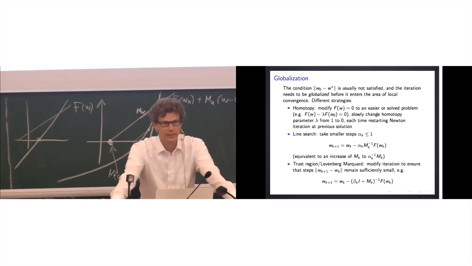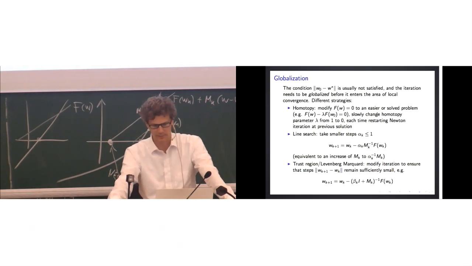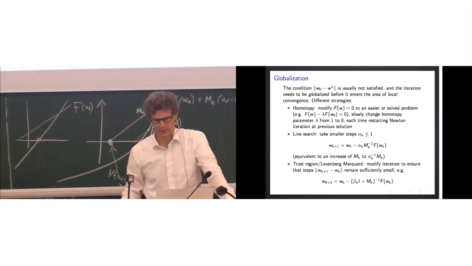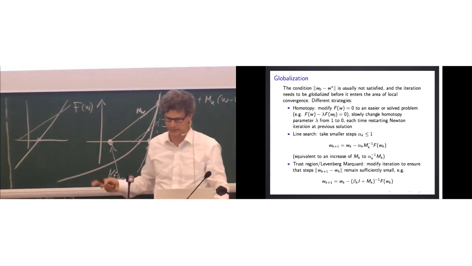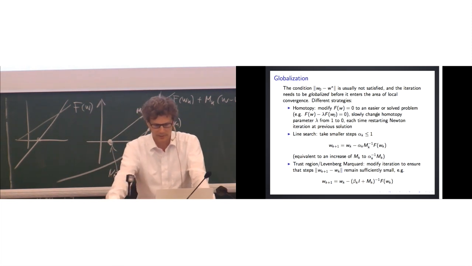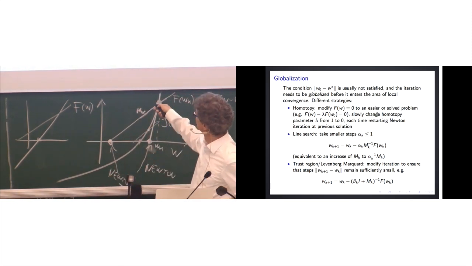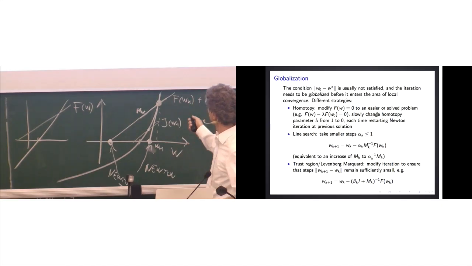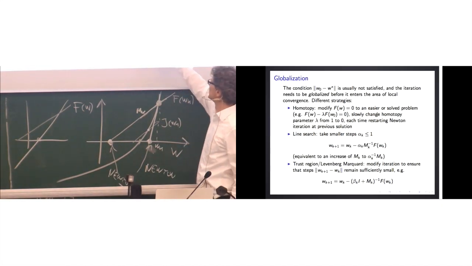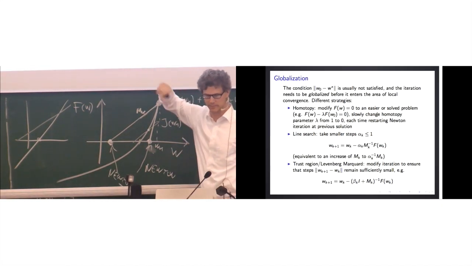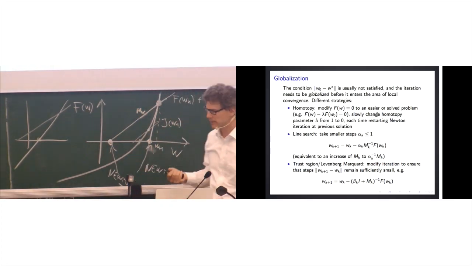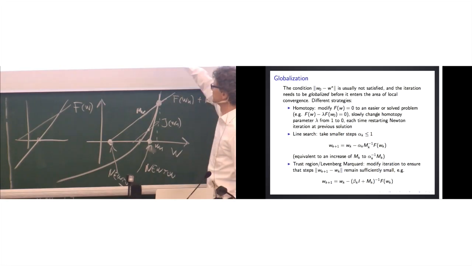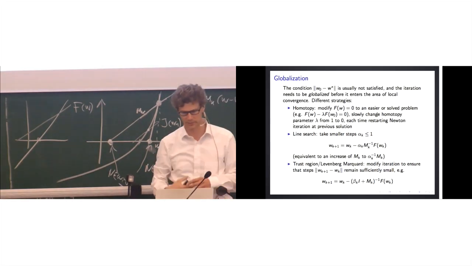And the third way to globalize is based on so-called trust regions, or related to it, a Levenberg-Marquardt modification. So the philosophy here is that you modify the iteration in some other way, not just by taking smaller steps, so that the distance between two iterates remains sufficiently small. And one example could be that you add to your iteration matrix something like a unit matrix with some possibly big factor beta. This way also you make your matrix bigger, this thing that's inverted, and that means that you make the step smaller. Yeah? And making this big enough, your step will become smaller.